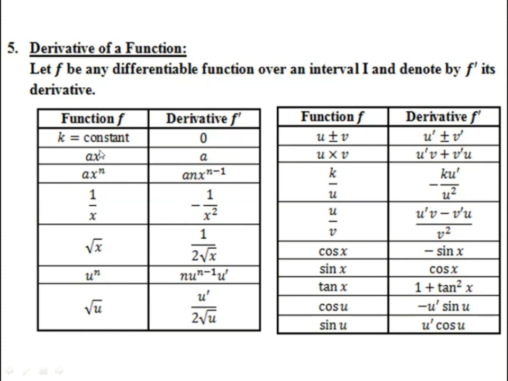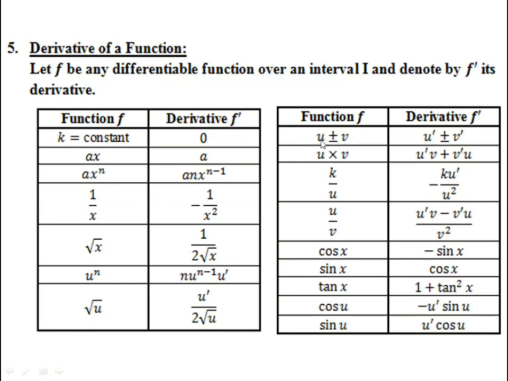Derivative of u power n: this is like the power rule, but here we multiply by the derivative of u, because u is a function of x, not the variable. So the derivative of u power n is n u power n minus 1 multiplied by u prime. Derivative of square root of u is u prime over 2 square root of u.